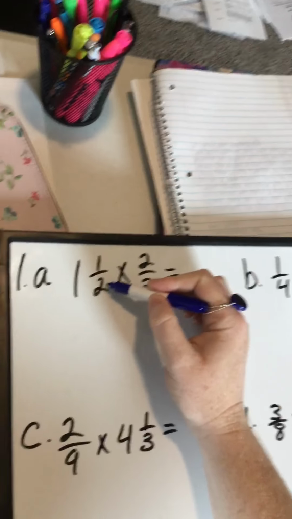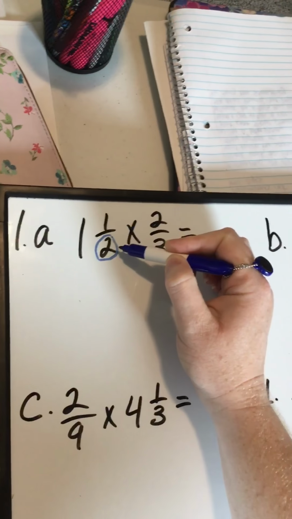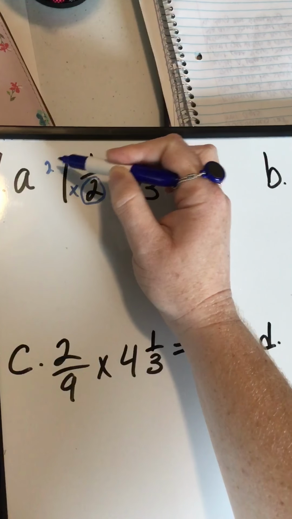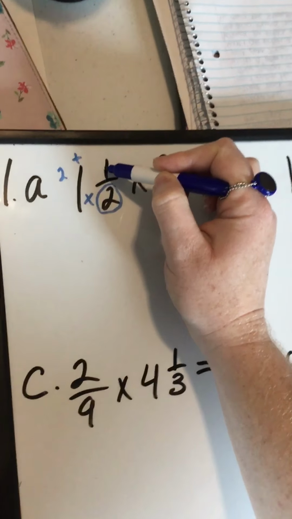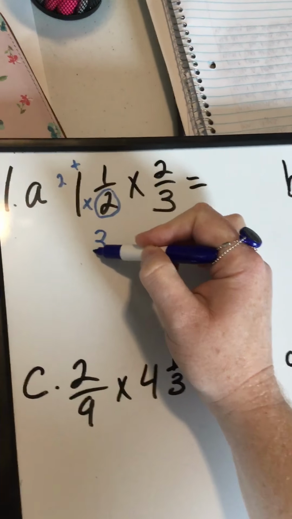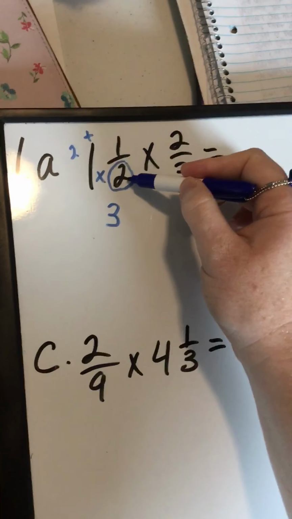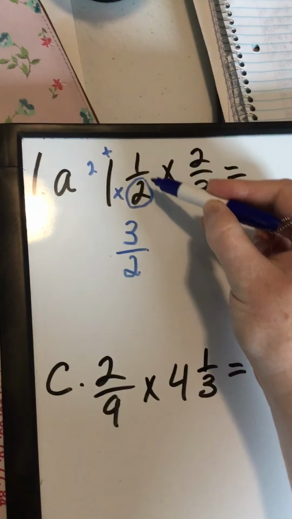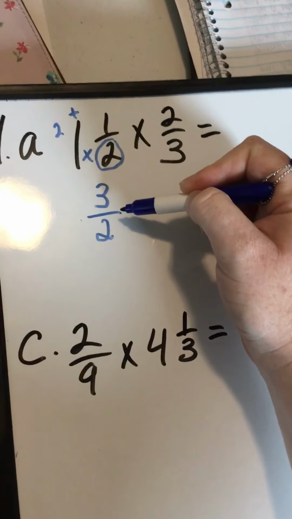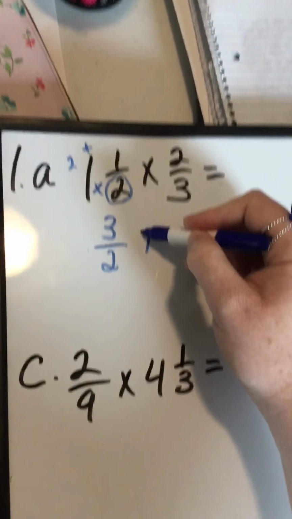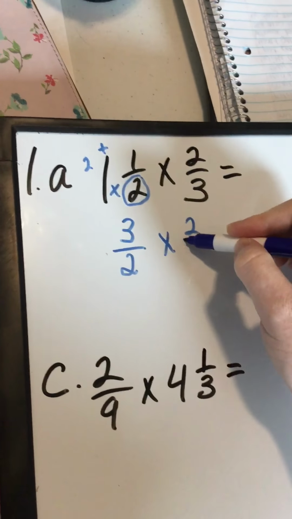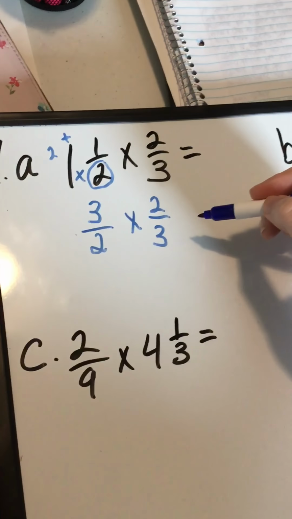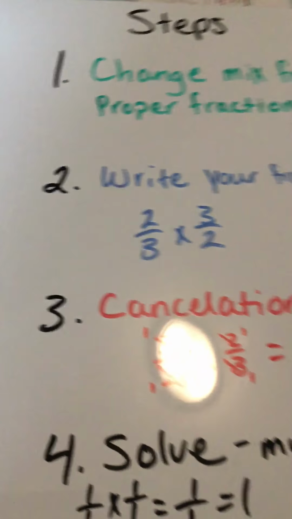how to change these is you start with your bottom number, the 2. 2 times 1 is 2, plus 1 is 3. We're going to keep our 2 on the bottom. Okay, so we just changed our mixed fraction into a proper fraction. We bring down our times. We bring down our other fraction because there's nothing we need to change on it. Okay, our next step, we just wrote our fractions out.